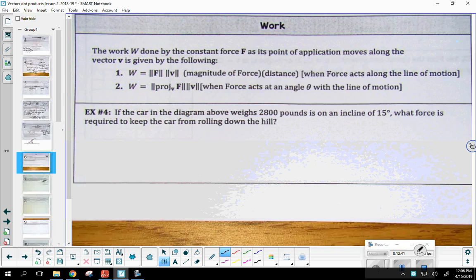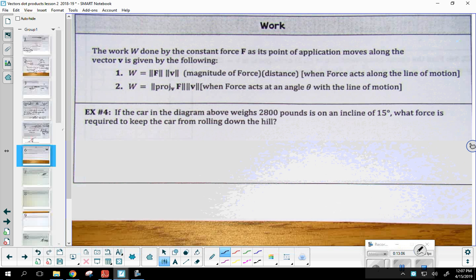Let me see what you think. Okay. It says if the car in the diagram above weighs 2,800 pounds and is on an incline of 15 degrees, what force is required to keep the car from rolling down the hill? So we're going to kind of flirt with physics a little bit. This isn't a physics class, so there's a lot of things we're going to be ignoring, like friction, things of that nature. We're just going to be looking at it pretty simply.